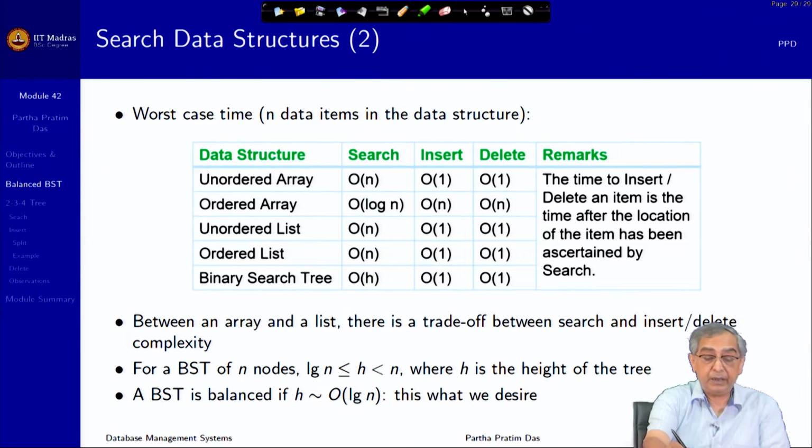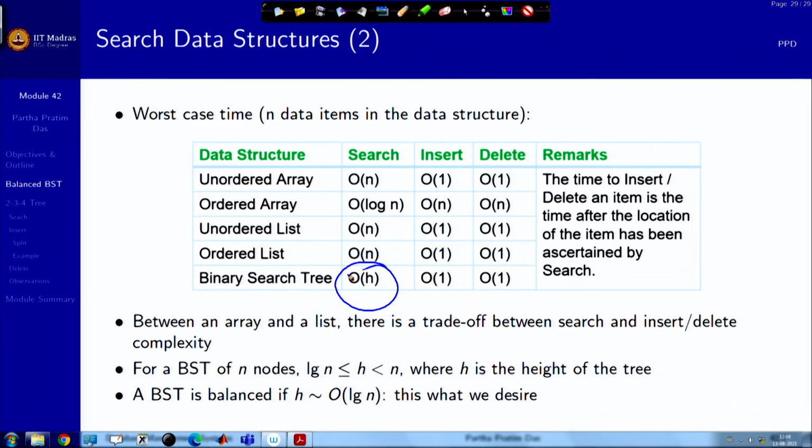This is the trade-off between the different structures, and the key result we have come to learn is that in a binary search tree, the search is order h, order height, given that the height is between these ranges. And once you have been able to search, then in additional order one time you can do an insert and delete. Now, as you see from the bounds on h, if you are not careful, the height of a binary search tree could tend to become n.